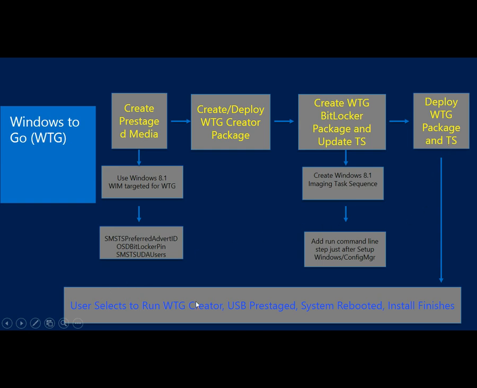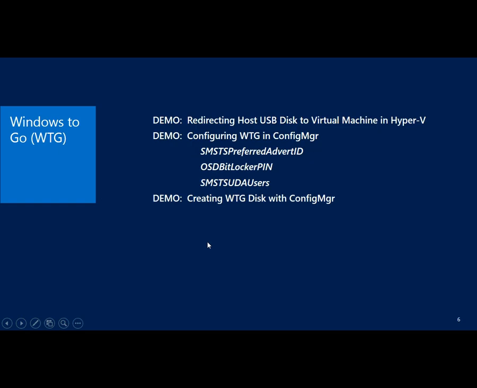User selects to run the Windows to Go creator. USB is pre-staged. Ultimately, the system's rebooted. The install finishes. So I can't, in this lab, really show you all the way through easily. Otherwise, I would disrupt what I'm actually doing here because my system would reboot. And the other challenge is I'm using virtual machines, and virtual machines have challenges with USB. But let me show you as far as I can take it.